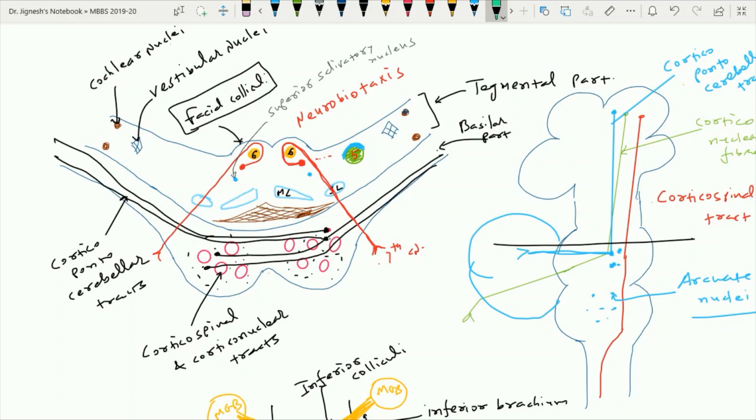Within the midline, there are three important structures also present, and one of them is the medial longitudinal fasciculus. It is most posteriorly situated, and just in front of the medial longitudinal fasciculus, we will find the tectospinal tract and rubrospinal tract.